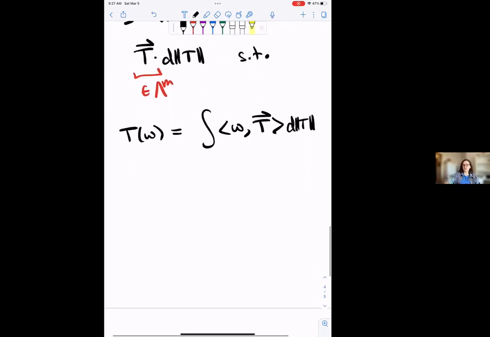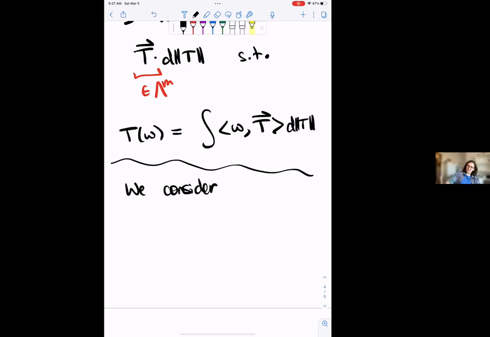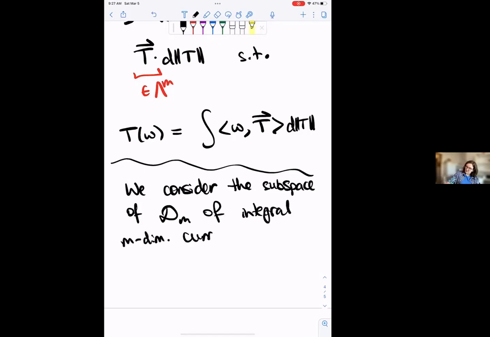So hence we reduce ourselves to considering the subspace of this space of m-dimensional currents, of integral m-dimensional currents, which we usually write in this way.